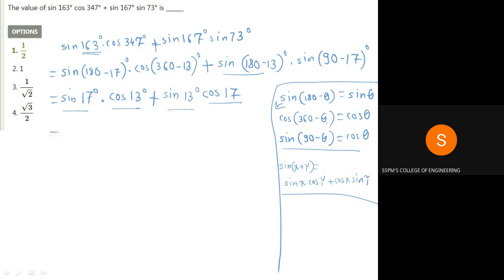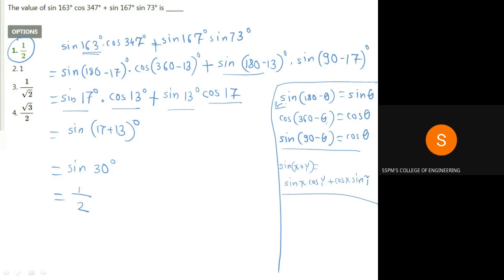So you can replace it by sine 17 plus 13 degree. So what is it? Sine 17 plus 13, it is 30 degree. What is sine 30 degrees? Sine of angle 30 degrees is 1 upon 2. Okay, so the correct option will be this one. First is the correct option.